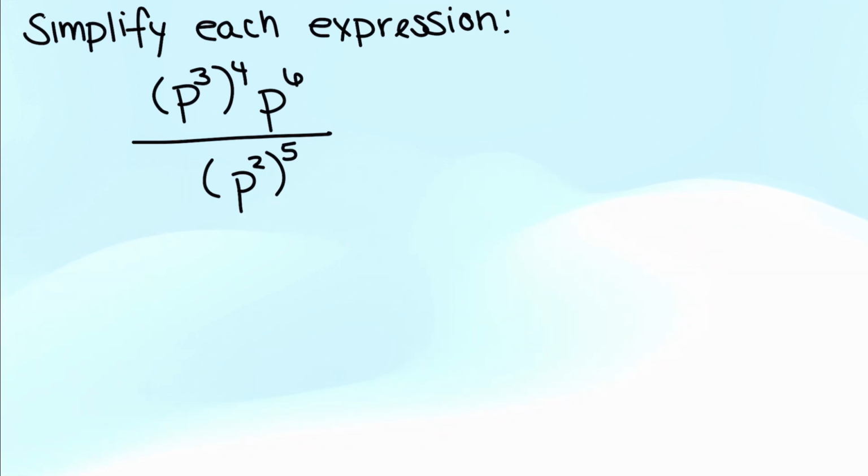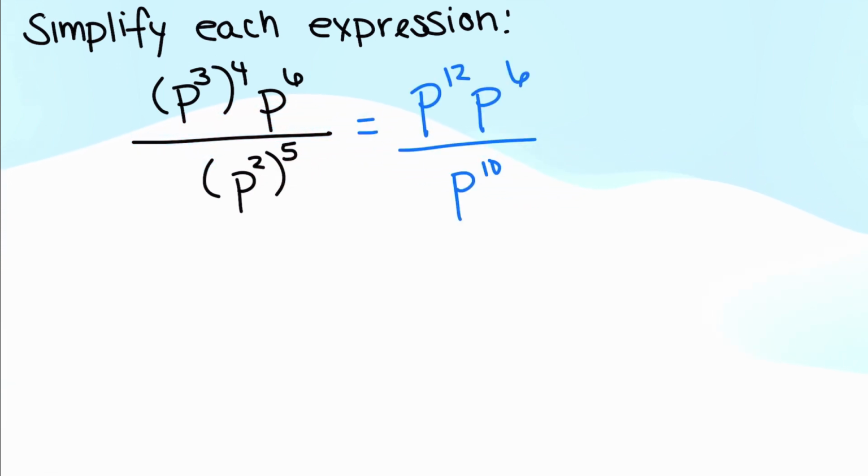This next example has parentheses in it. It has a product. It has a quotient. We're going to have to use all those different rules in this problem. I'm going to start with the parentheses first. p to the 3rd to the 4th, we multiply the exponents. As well as in the denominator, I have a p squared to the 5th. I'm going to multiply those exponents too. So that's going to give me p to the 12th, 3 times 4 is 12, times p to the 6th. And then on the bottom, I'll have a p to the 10th, because 2 times 5 is 10.